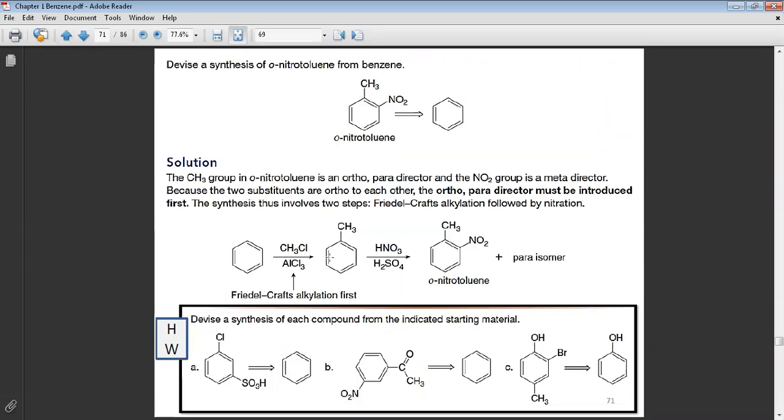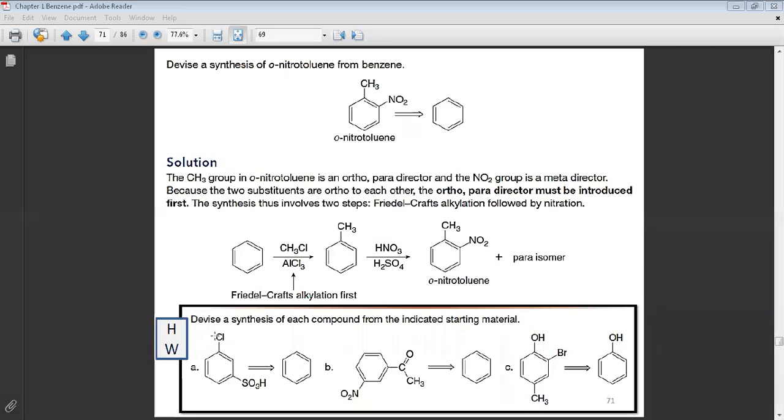Now, look here. Devise a synthesis of each compound from the indicated starting material. Now, from benzene, I want to prepare this. From benzene, I want to prepare this. Now this one is from phenol, I want to prepare this. Also easy, not difficult. Now, you can see our structure, yes? Now, look at this. I will make the first one for you.